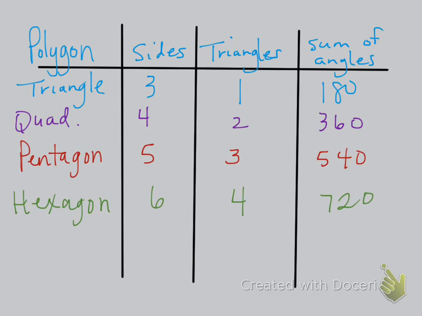So notice the sides are going up by 1, the triangles are going up by 1, and each time they go up, they're going up 180 degrees. Okay, but not 180 degrees per side. There's actually a formula to it, because obviously 180 plus 360 is 540, and then 540 plus 180 is 720. But you have to remember, we started with our polygons at 3. And because we're not including 1 and 2 for sides, because those are not polygons, you're going to have a formula for that. Okay? So let's take a look.